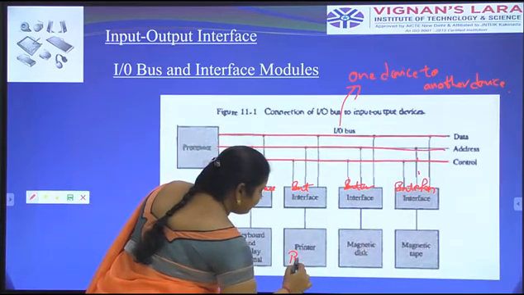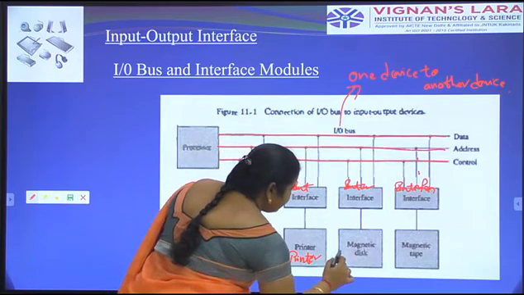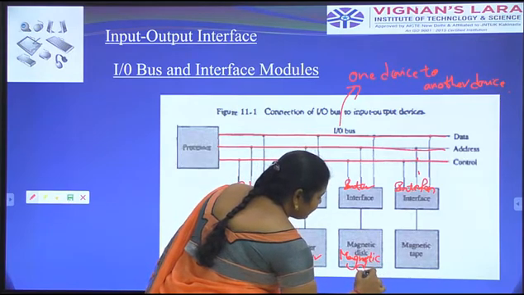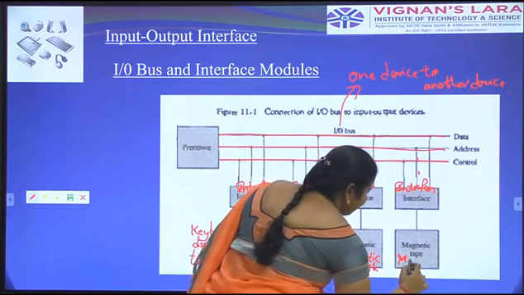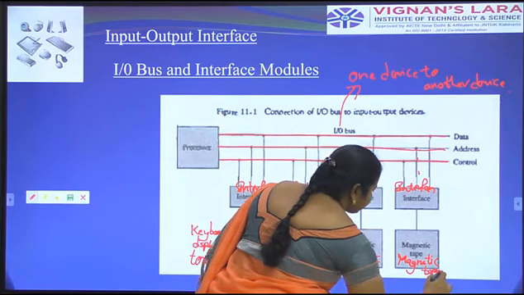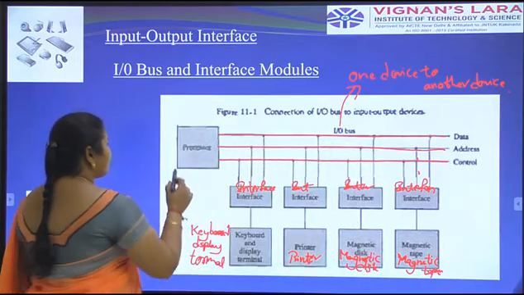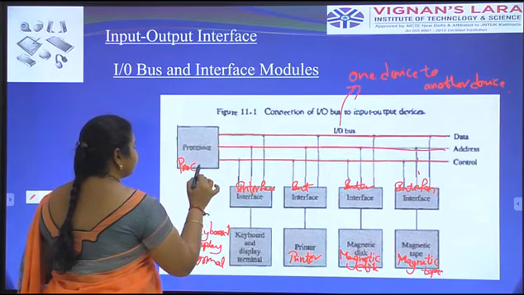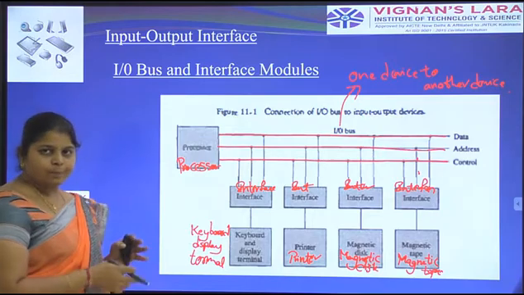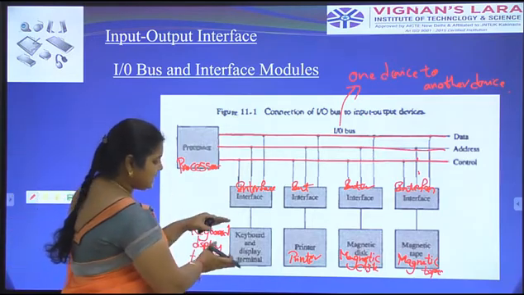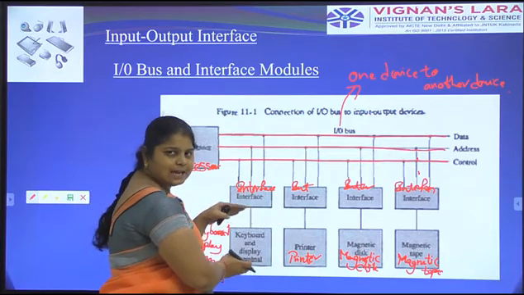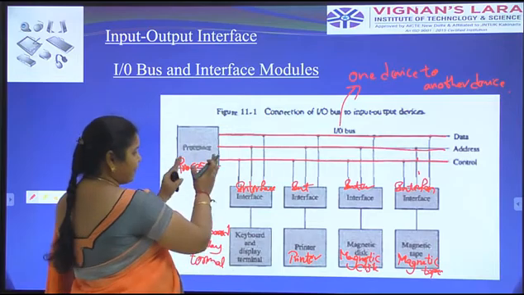This is a printer. This is a magnetic disc and this is a magnetic tape. Okay, this is nothing but the processor. This is the connection of the I/O bus to the input and output devices. Internally, these are the input devices and output devices connected to the computer. Okay, this is the processor.